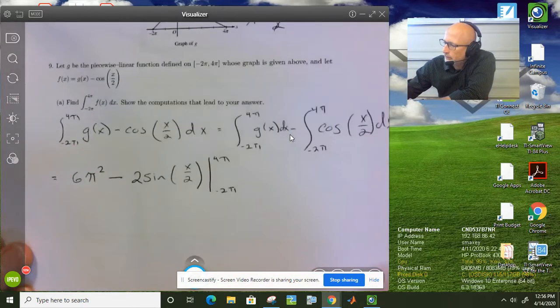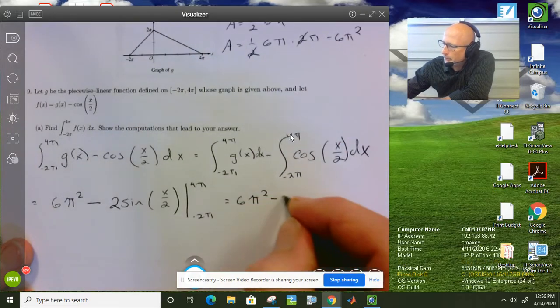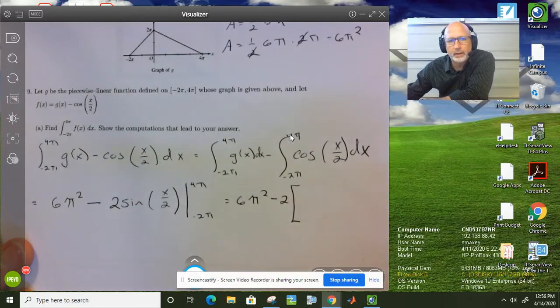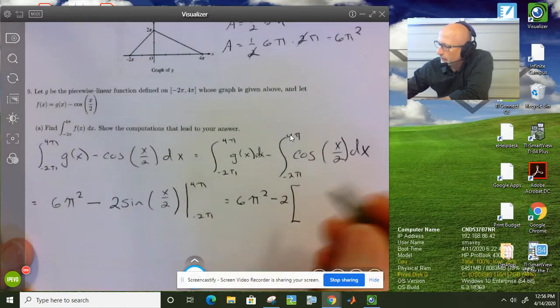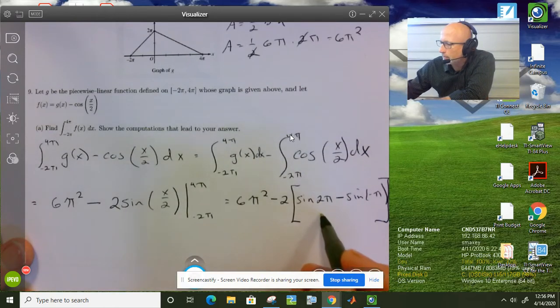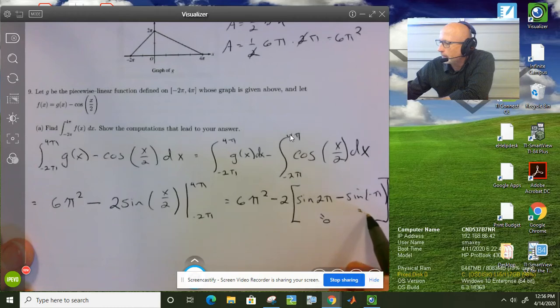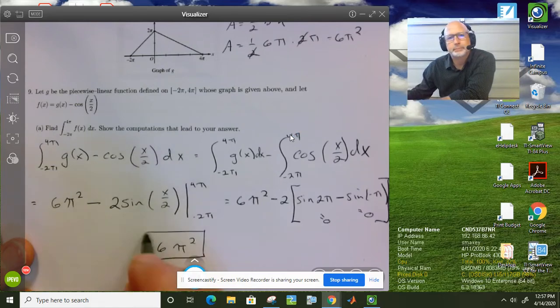Okay, so then this is going to be equal to 6 pi squared minus 2, and then I'm going to write this all in brackets now. So I'm going to have sine of x over 2. So 4 pi over 2 is 2 pi. So this is sine of 2 pi minus, plug in the -2 pi over here. The 2's are going to cancel. You just have -2 pi. So I have sine of -pi. Now hopefully you recognize sine of 2 pi is simply 0. Sine of -pi is also 0. So this just gives me 6 pi squared. And that is my answer.